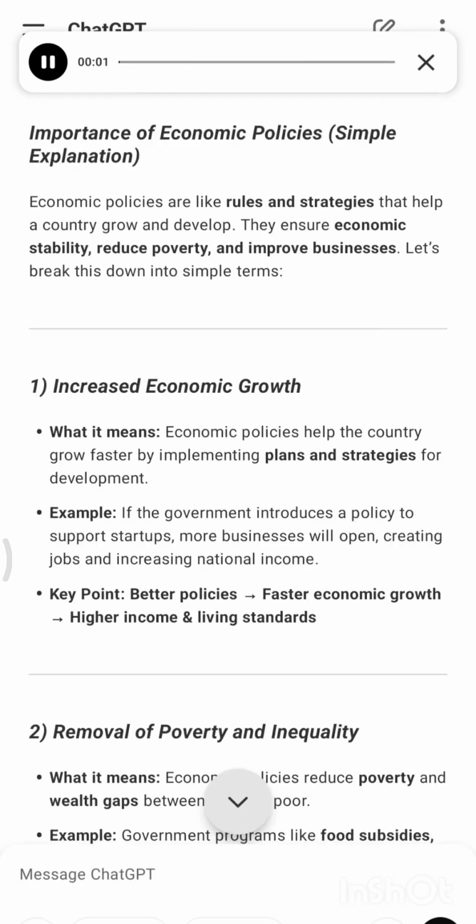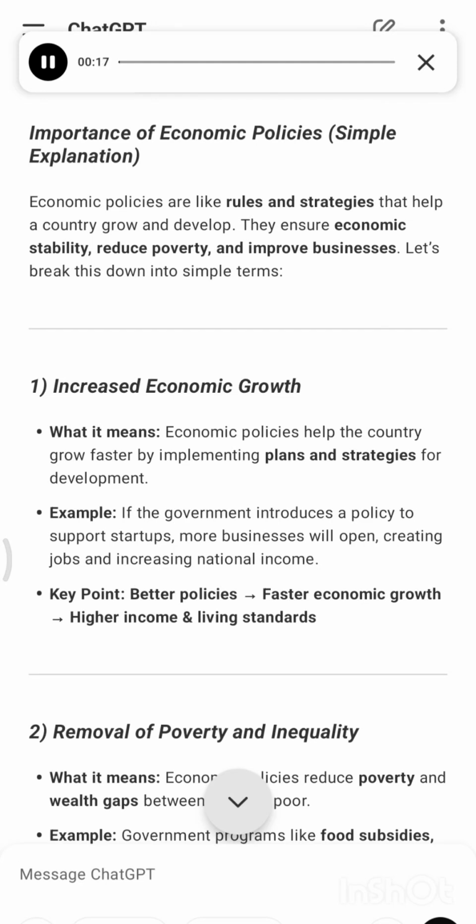Importance of economic policies, simple explanation. Economic policies are like rules and strategies that help a country grow and develop. They ensure economic stability, reduce poverty, and improve businesses. Let's break this down into simple terms.